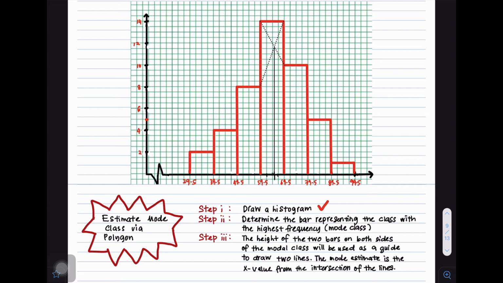Macam mana saya tahu satu kotak ni mewakili 2.5? Sebab kalau awak tengok, jarak bar ni adalah 10. 49.5 sampai 59.5 adalah 10 dan kita ada 4 kotak. So 10 bahagi 4 maksudnya 2.5, bermakna setiap kotak ini mewakili point 2.5.